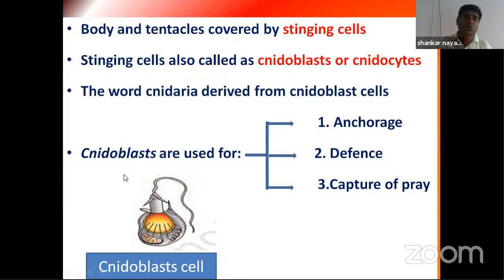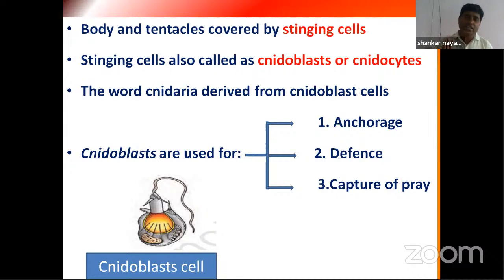So what is the use of cnidoblast cells? Cnidoblasts are used for anchorage, defense and to capture the prey. Cnidoblast cells are used for anchorage. Anchorage means holding the surface. So as not to be flushed out, it can hold the surface with the help of cnidoblast cells.